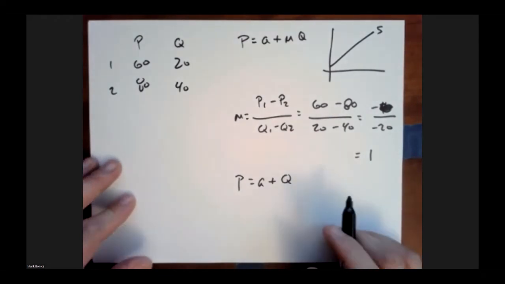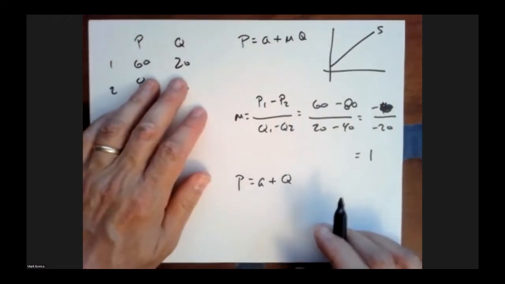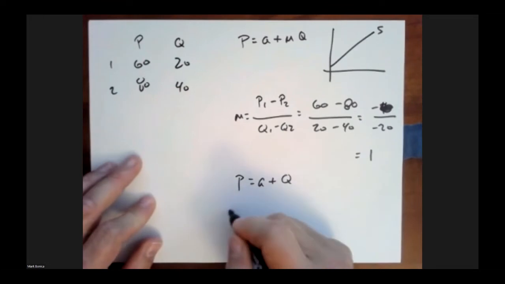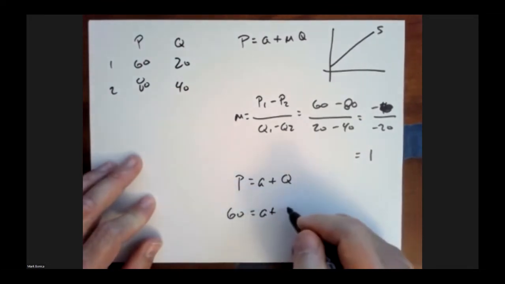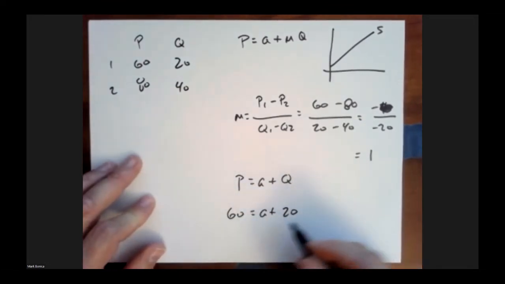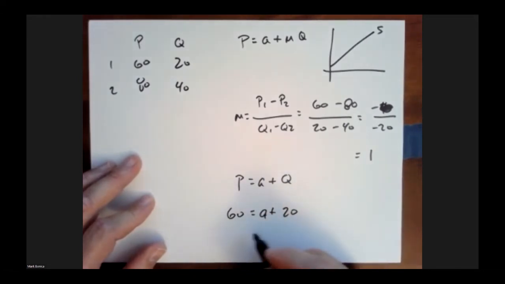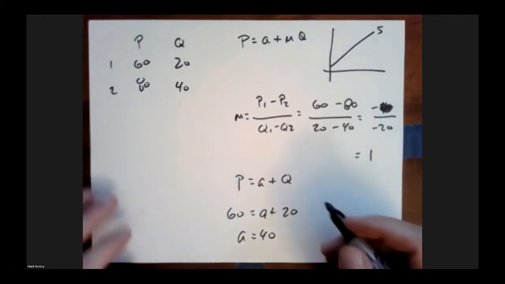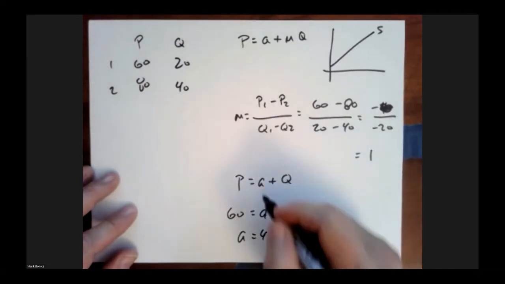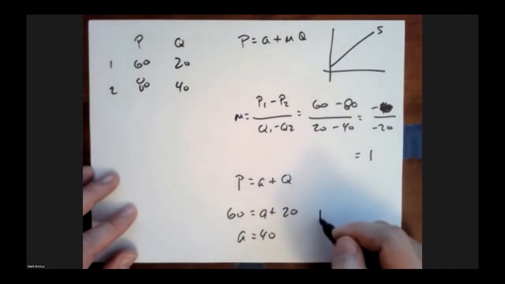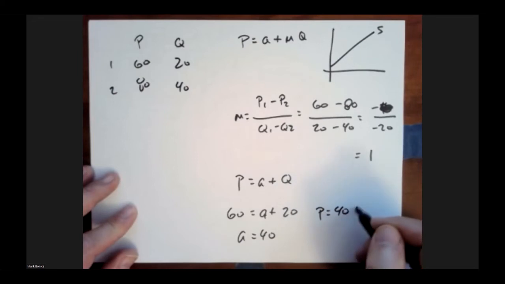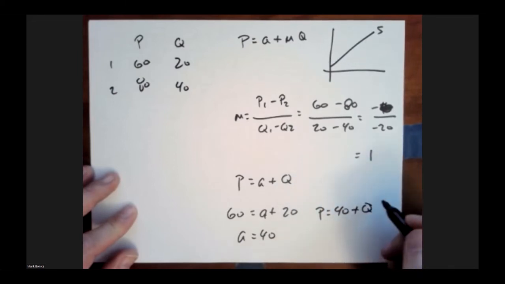So now we just need to plug in one of these sets to solve for A. So we'll do 60 equals A plus 20. Then to solve for A, we subtract 20 from both sides and we get A equals 40. So that means the supply curve is P equals 40 plus Q.